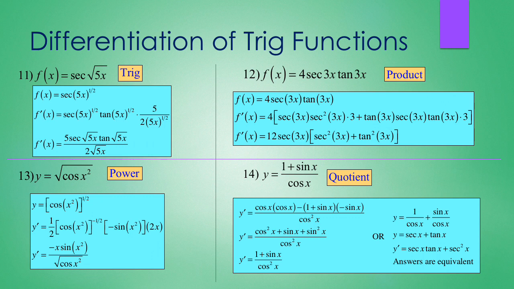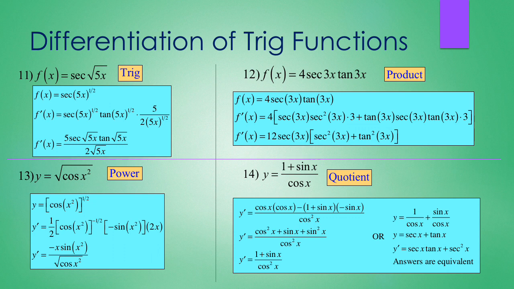So we square the bottom, and we end up getting, in the numerator, cosine x times the derivative of 1 plus sine x, which is cosine of x, minus the top, 1 plus sine of x times the derivative of cosine of x, which is negative sine of x. That gives us cosine squared of x plus sine squared of x over cosine squared of x. And since sine squared plus cosine squared equals 1, our derivative is 1 plus sine of x over cosine squared of x.